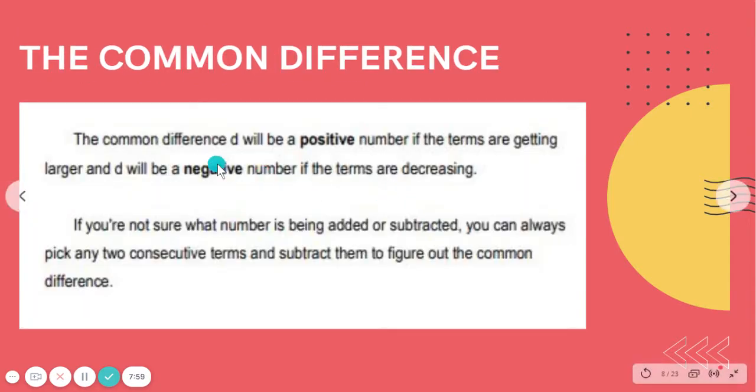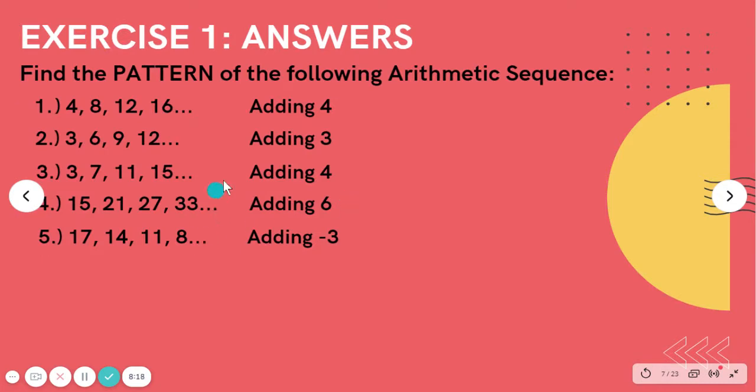So, therefore, the common difference, denoted by the letter D, will be a positive number if the terms are getting larger. And D will be a negative number if the terms are decreasing. So let's go back here. Our D, or common difference, here is positive. Why? Because our arithmetic sequence is increasing.